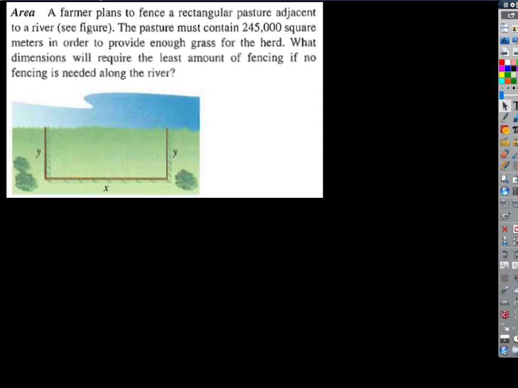Okay, so they give us a nice picture, right? So what's the primary equation? And what's the quantity we're trying to maximize? Is it minimize or maximize? Minimize. Perimeter. The perimeter, okay. So it's kind of like a perimeter, right? The fencing. So we'll just call it P. So what's P equal to? 2y plus x. Okay.